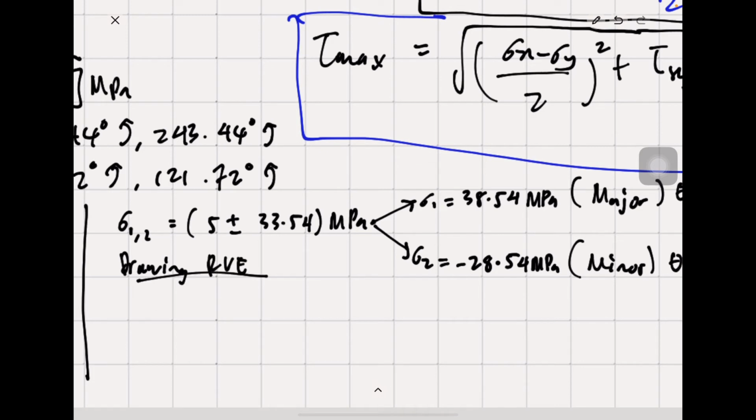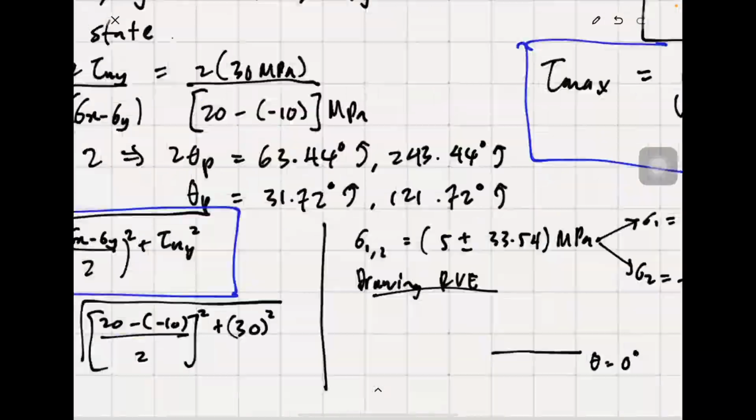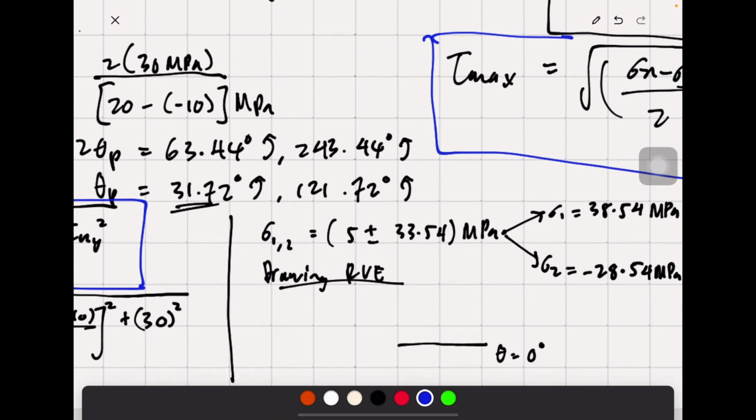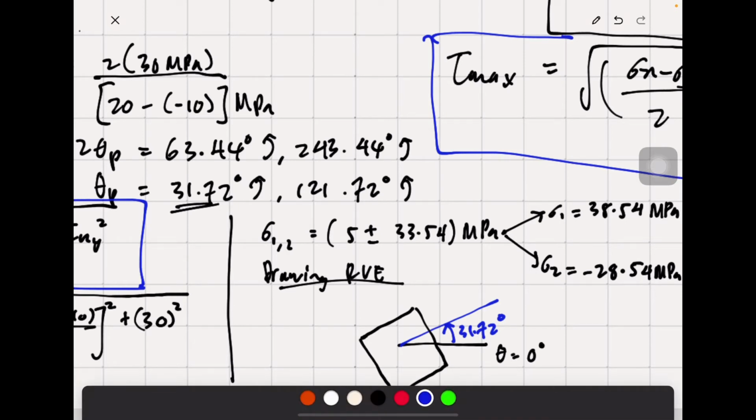So by having the RVE for this, I'm going to draw first of all the theta 0 degree theta for this stress element, and by taking this answer, I'm going to draw my slanting angle of 31.72 degree, and by having that reference, you can draw the box for the RVE, which is 90 degree perpendicular to that blue line. Right, and so you can finish the stress element for this.